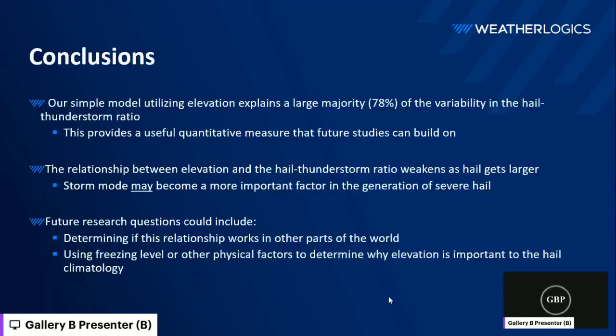supercells. And in terms of future research, we encourage people to try this relationship in other parts of the world. I noted yesterday in a talk, someone who was researching hail in Bangladesh noted that hail there also tends to happen at higher elevation. And then secondly, what are the true physical causes of these relationships? Could it be freezing level, or could there be other factors at play?